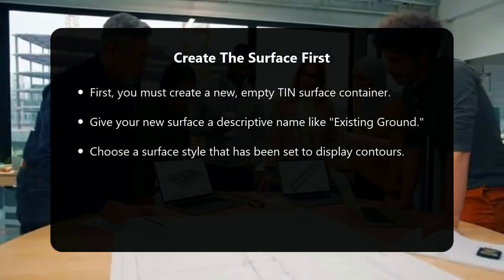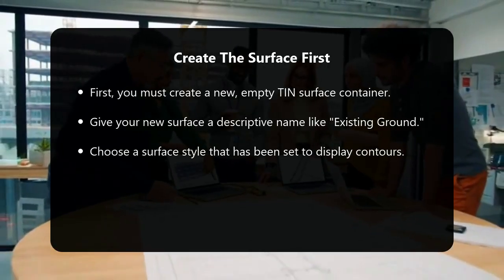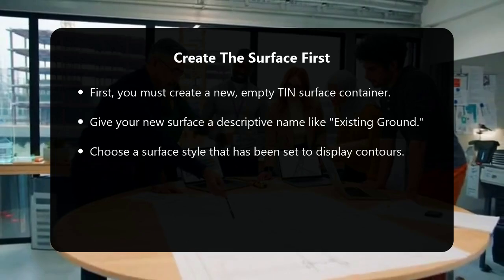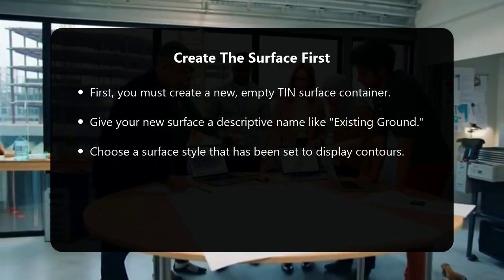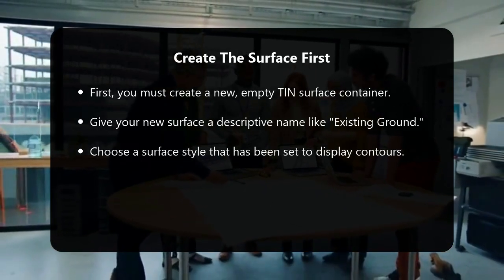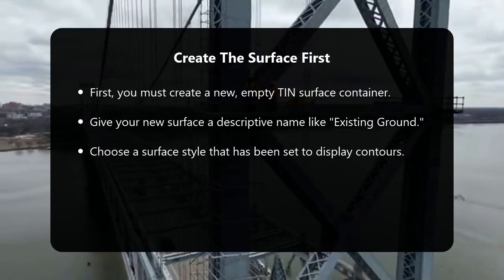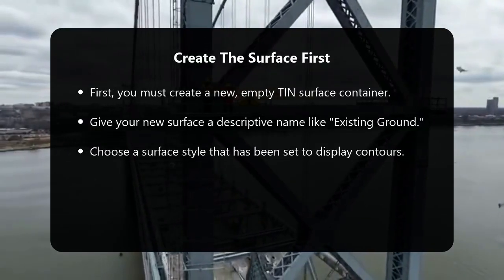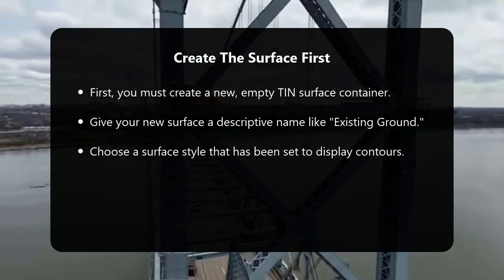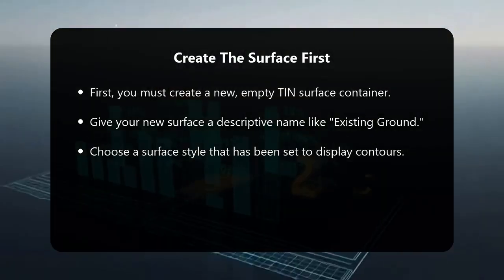You can create a new tinned surface by navigating to the Prospector tab in your Toolspace, right-clicking on Surfaces, and selecting Create Surface. Give your surface a name, perhaps Existing Ground, and choose a style that displays contours so you can see the results later. Once your empty surface container exists, you can begin adding the contour data.